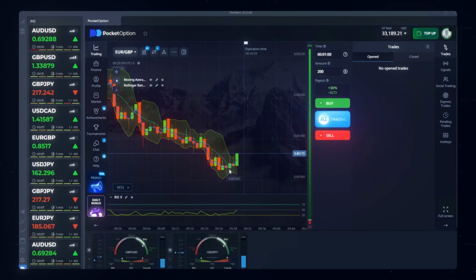A trade is considered only when the price approaches a Bollinger Bands boundary, is confirmed by the moving average, and aligns with the relative strength index. 3 indicators are used on the chart.